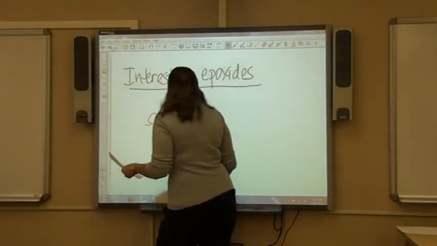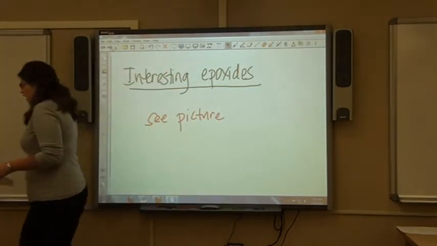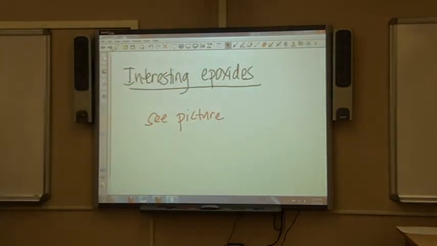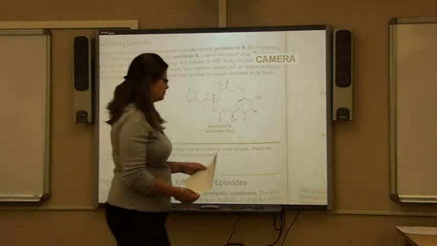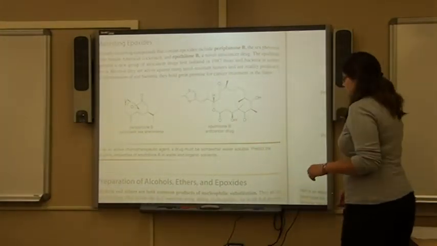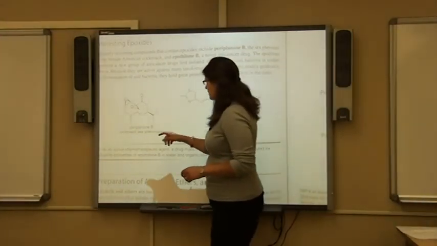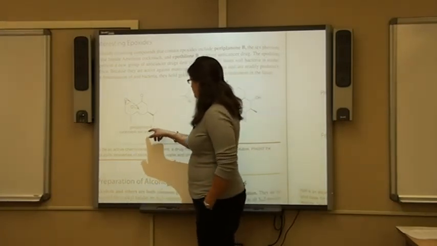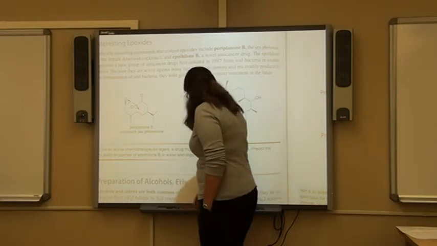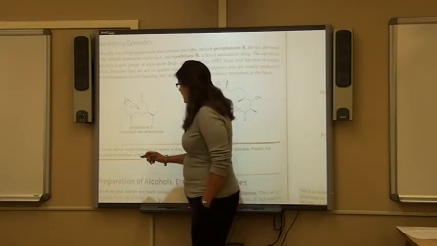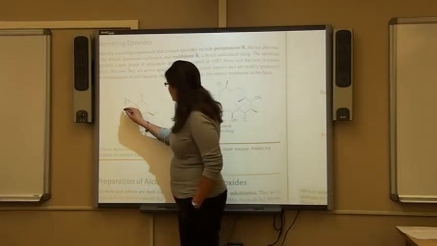And then there are 2 interesting epoxides. I'll put this picture up on Jewel in a little while. I wanted to show you these pictures of what these molecules look like. Here we have periplanone. This is the cockroach sex pheromone, and hopefully you'll be able to see this. There are actually 2 epoxide groups.